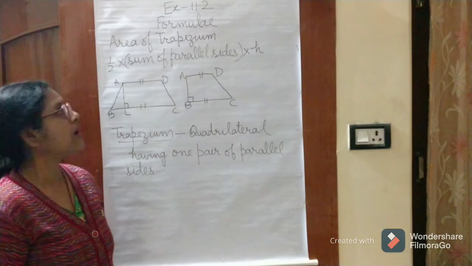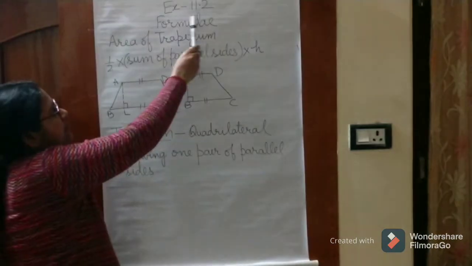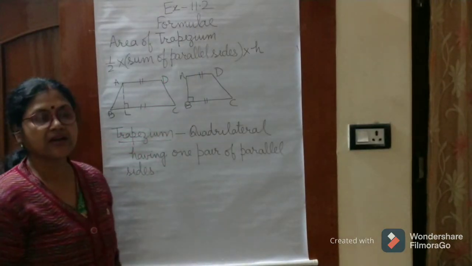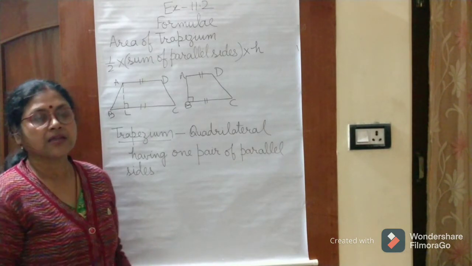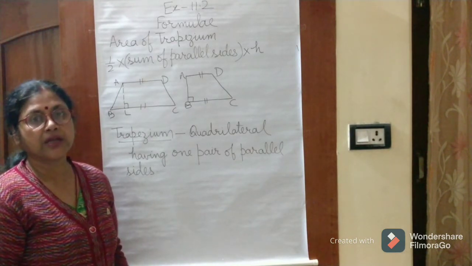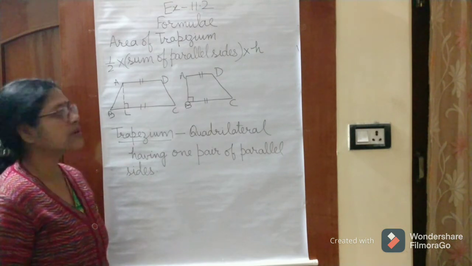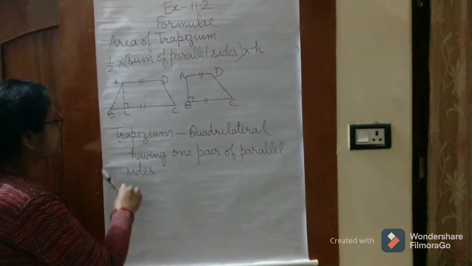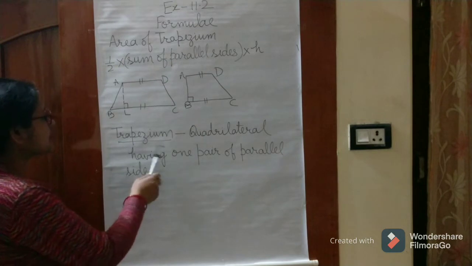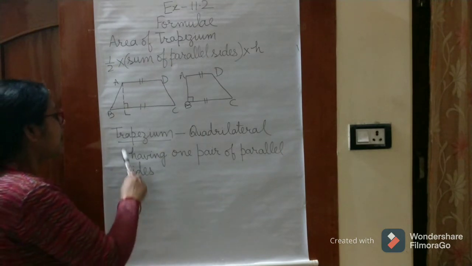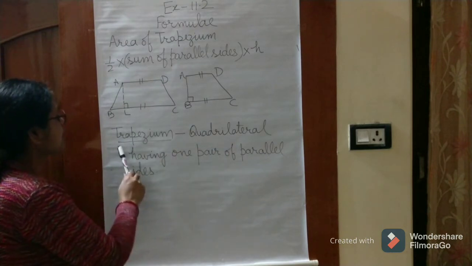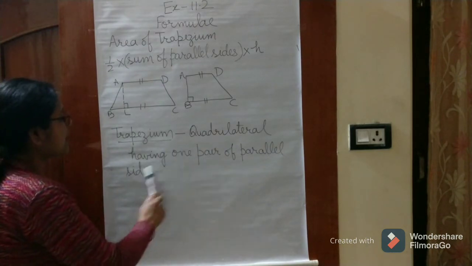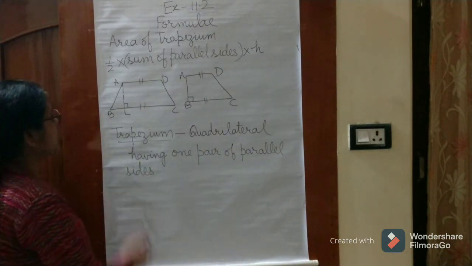In this video, I will explain exercise 11.2 of NCERT class 8. In this exercise, basically it is about the area of trapezium. So before starting the exercise, I would like to explain what is the trapezium. As you know that it is also written here that trapezium is a quadrilateral having one pair of parallel sides.